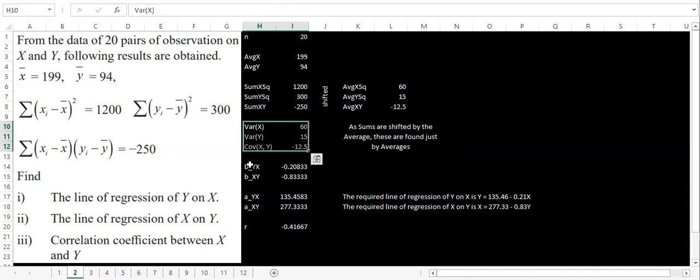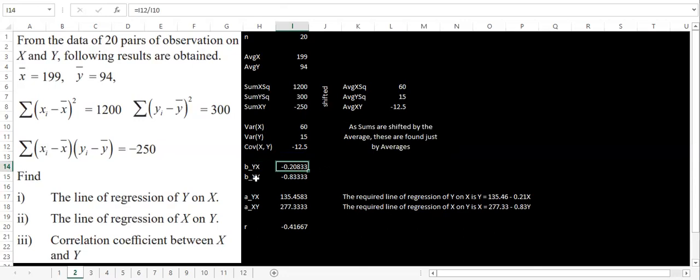Now that we have all the variances and covariances, we are in a position to find the regression coefficients and the constants. This is the same drill that we did in the last video. This is nothing but the covariance divided by the variance of x. So you can see that this is nothing but negative 12.5 divided by 60. You can check the number, it comes out to be negative 0.2 something.